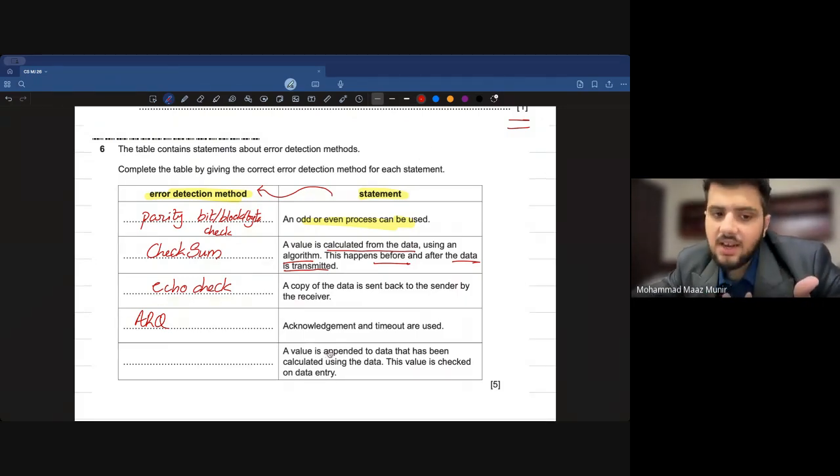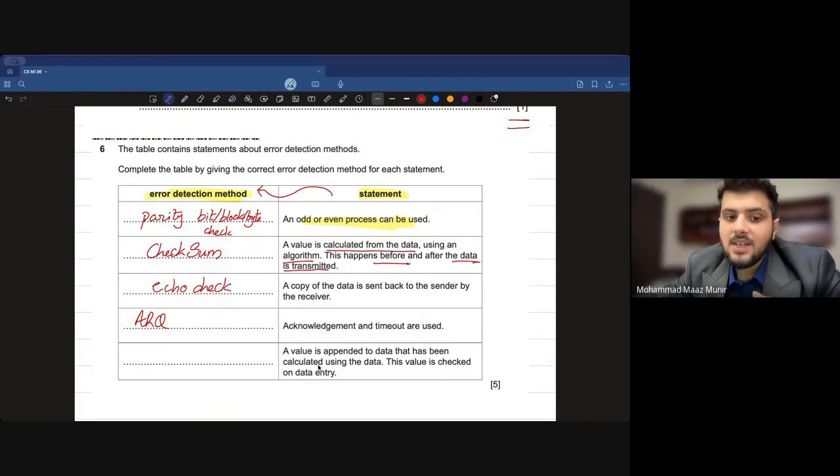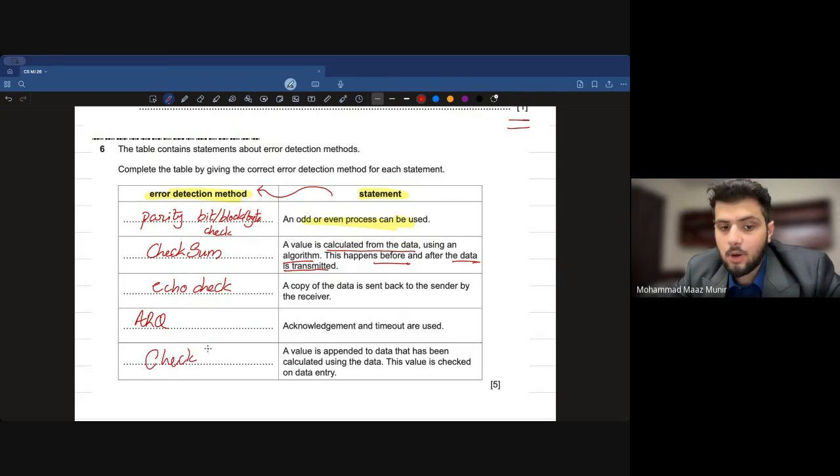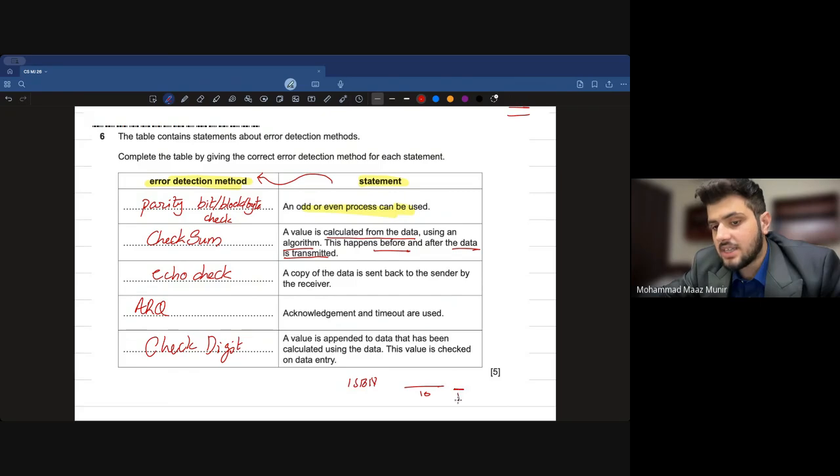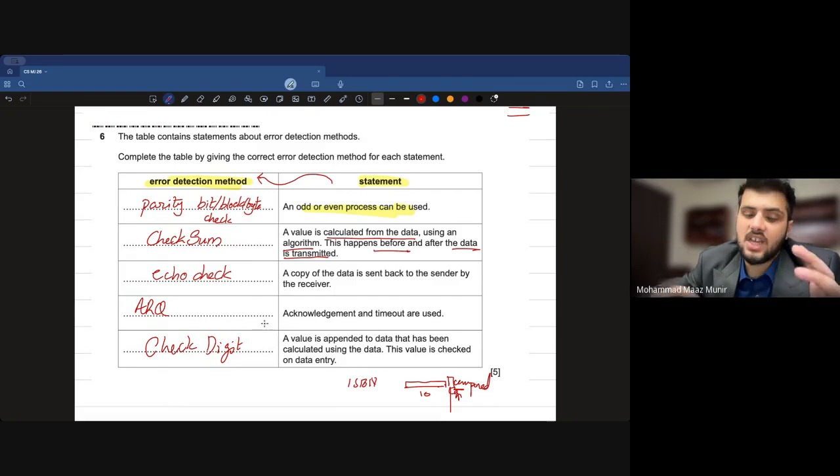And in the last one, a value is appended to the data that has been calculated using the data, and this value is checked on data entry. This is the one for check digit. If you remember, I gave you guys the example of ISBN. You have those ISBN numbers, and the first 9, 10 digits are used to calculate the last digit. And this one is then compared. So this method, which uses all the other digits to calculate one single digit at the end, is known as check digit.